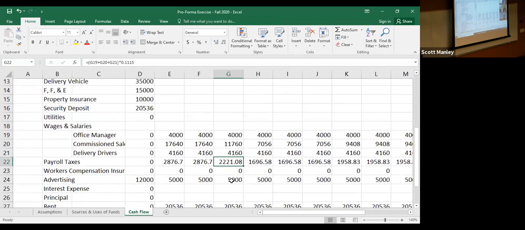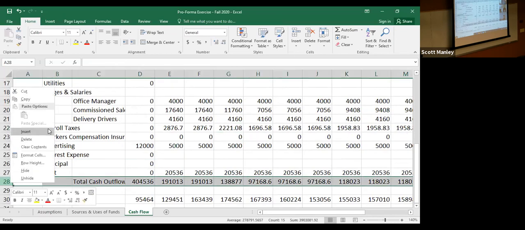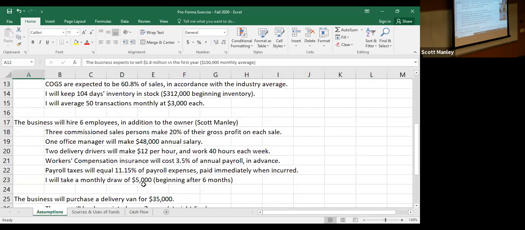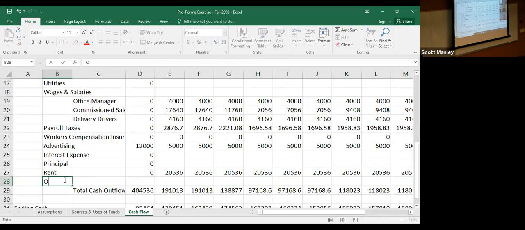All right. There's another thing that I did not put in there as a cash outflow. I noticed it when I picked up my assumptions over here. I'm going to take a monthly draw of $5,000 beginning after 6 months. So I need to go in there and put owner's draw. First 7 periods is going to be 0. For the next 6 periods, it's going to be 5,000.